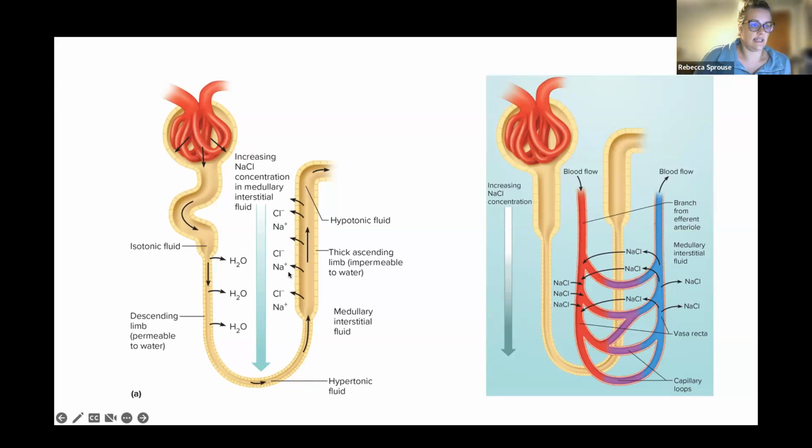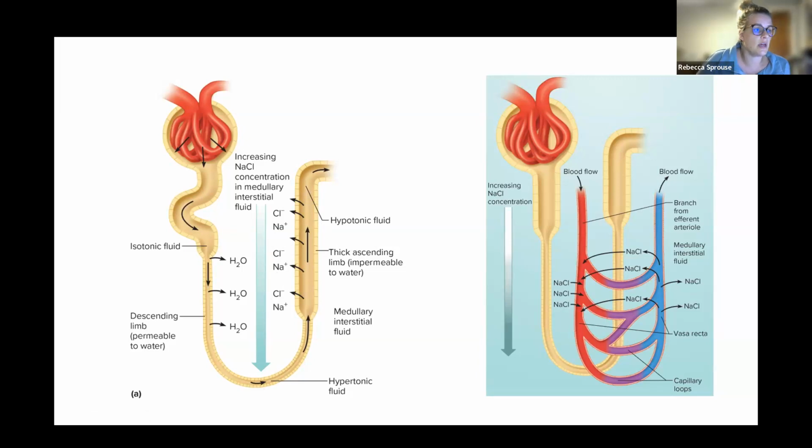In the ascending limb, now we have the reabsorption of some sodium and some chloride. And so now, because some water left, but now we've had a ton of solutes leave, now we're hypotonic, which means that we have a lower concentration of solutes and a higher concentration of water. So that's kind of how the composition changes throughout the nephron.